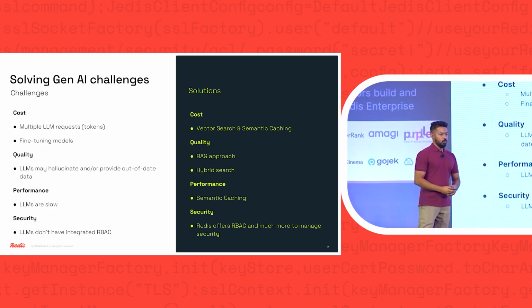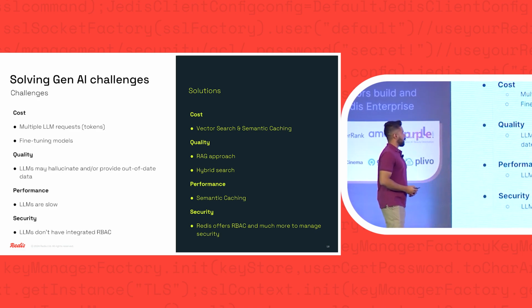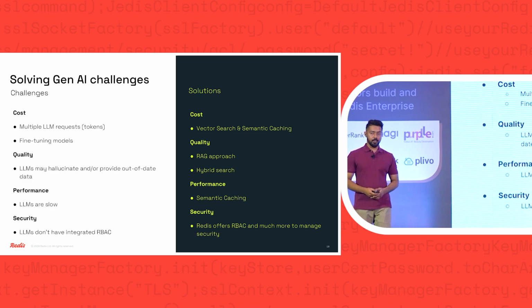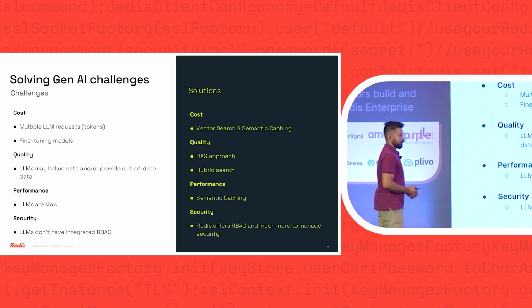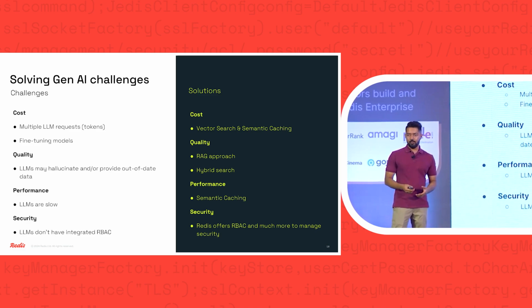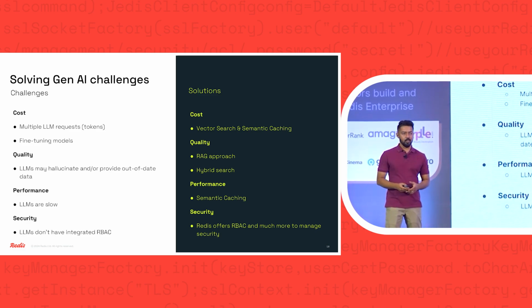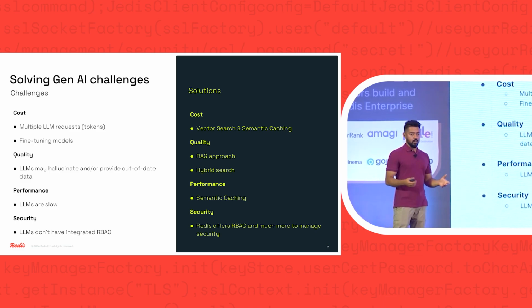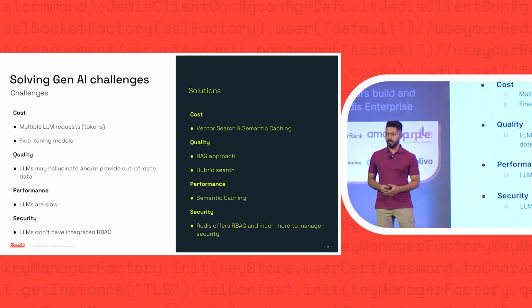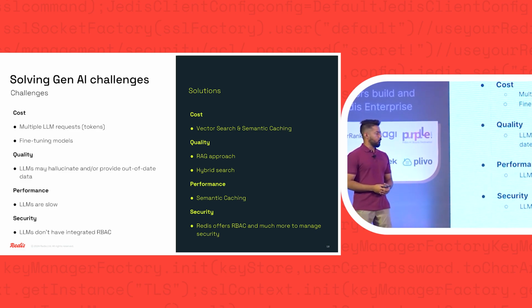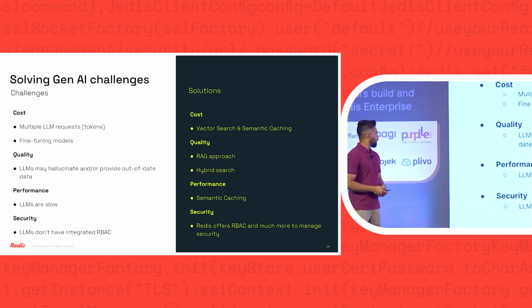I think we have covered most of this, but I'll just reiterate the challenges and their solutions from a Redis perspective. Cost: if you only use LLMs and don't use any kind of semantic caching, you're probably going to spend a lot of money going back to LLMs over and over again, or even fine-tuning models, spending effort there. We can solve that with vector search and semantic caching to some extent, of course.